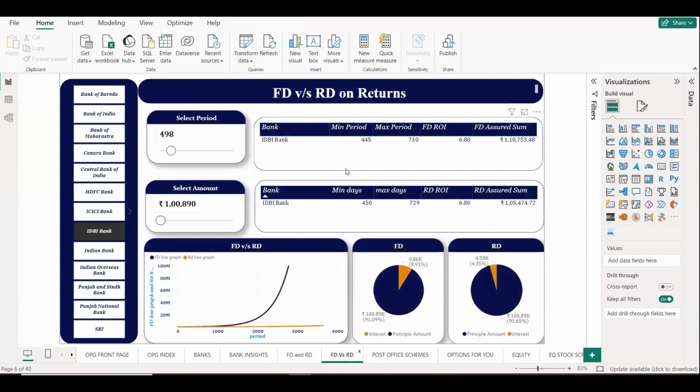Here, yes, it's a selection page. A user or an investor needs to perform a few selections here in order to see this visual properly. So this page is the comparison of FD and RD returns. So what we have to do is select a particular period. For example, I want to invest 2 lakh rupees, and for a period of, let's say, 600 days.